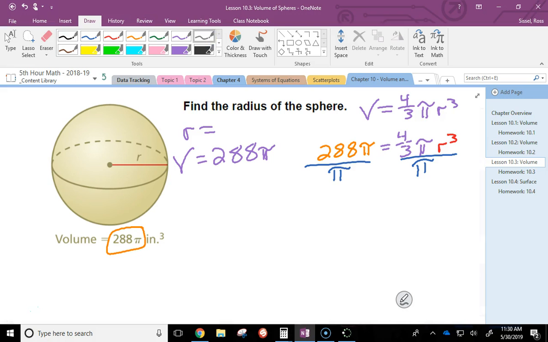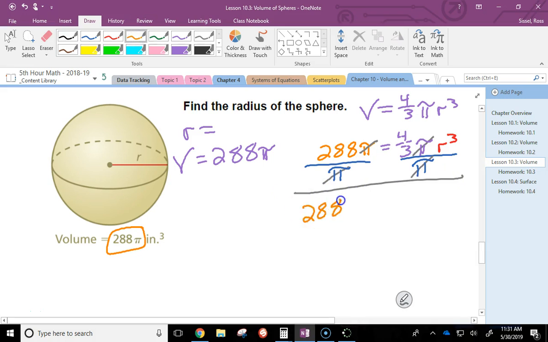Now, here's the nice thing. I have pi on both sides. Pi divided by pi is 1, or they cancel each other out. So I'm going to be left with 288 equals 4/3, and then here's my r cubed. Okay, this is where we got stuck last time.